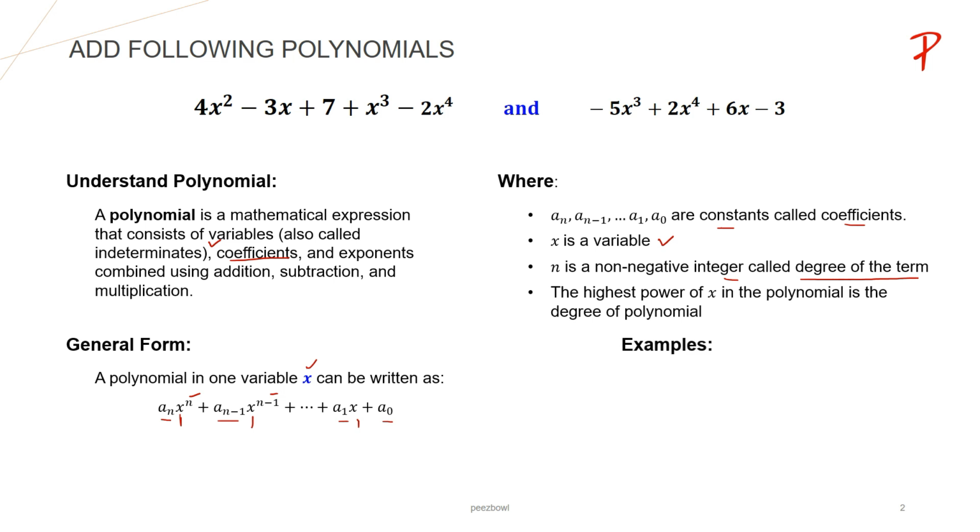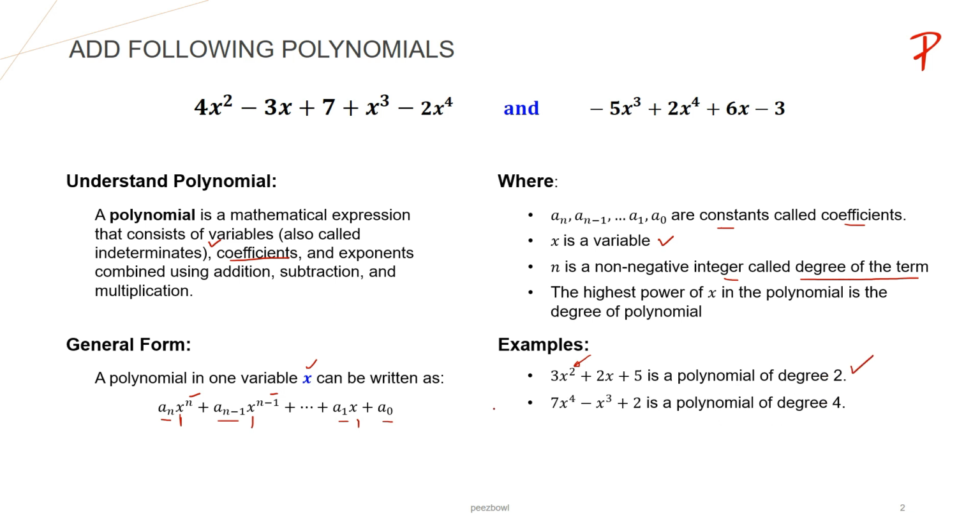A few examples: in 3x square plus 2x plus 5, the highest power is x to the power 2, so this polynomial has a degree of 2. In this example, 7x to the power 4 minus x cube plus 2, x has the highest power 4, so this is a polynomial of degree 4.